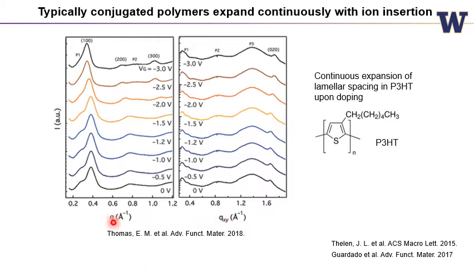In this paper by Chabanik and Siegelman, what they show is that as you insert ions into P3HT, or as you drive more ions in by increasing the voltage, you see a continuous expansion of the P3HT crystal lattice. So the more ions that go into the polymer, the more this crystal lattice expands. This is really the typical picture of ion insertion into conjugated polymers. The more ions, the more the polymer expands, and this expansion is continuous. This has also been seen by other groups.